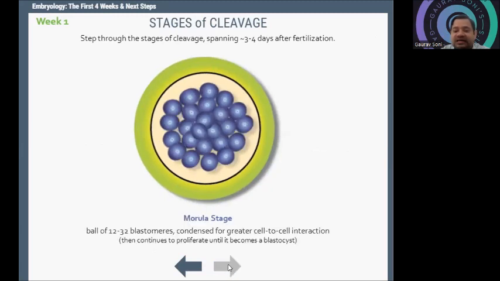Next, you can see 12 to 32 blastomeres will be formed. Or basically 16 cell stage is called the morula stage. Morula, you can simply compare this with the mulberry fruit. Mulberry-like thing is shown here. That's why it becomes the morula stage. Then what will happen? They will proliferate until it becomes a blastocyst. Blastocyst means there will be a number of cells, and cyst means a cavity will be developed, which will be our next stage in the first week itself.